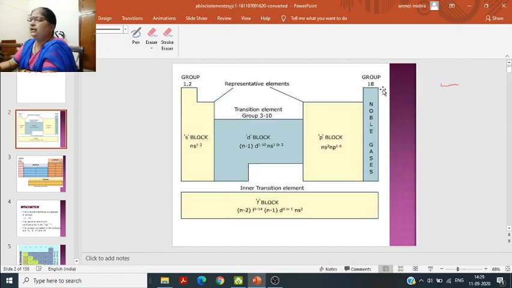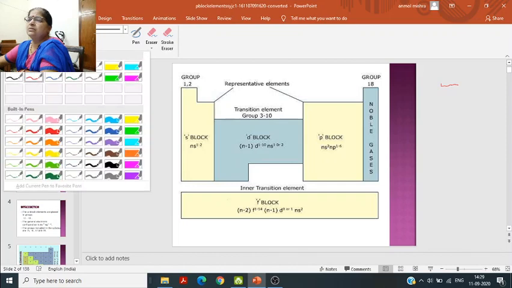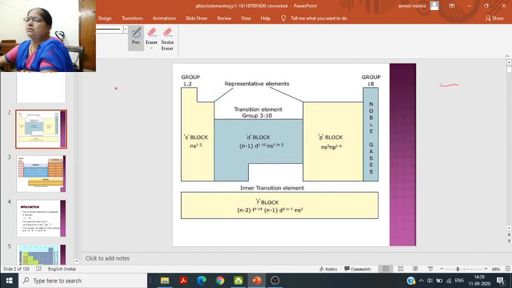Now you can see here that this is a complete diagram of the periodic table. We have to study the P block element, which is towards the extreme right of the periodic table, and it is from group number 13 to 18.